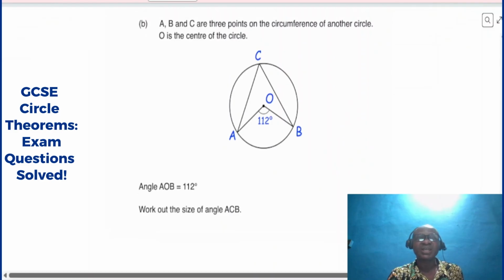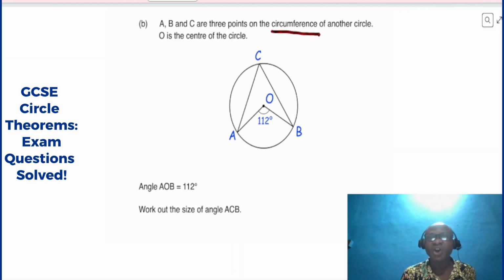It says ABC are 3 points on the circumference. You see, we have mentioned the meaning of circumference. On the circumference of another circle. And the center is O. What does center mean? O. They always use letter O to indicate center.